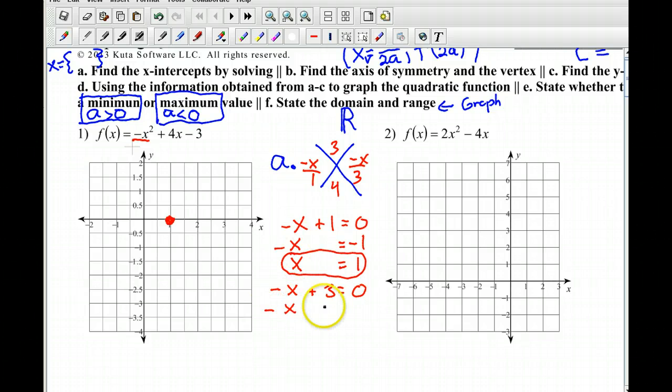And then negative x equals -3. So x equals 3. And there's the second.